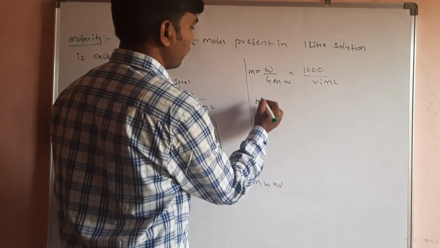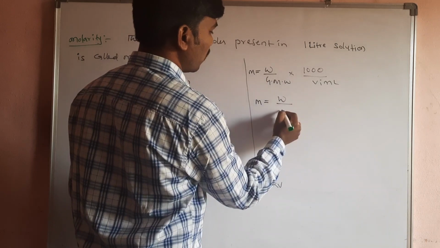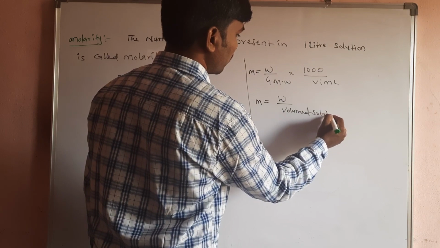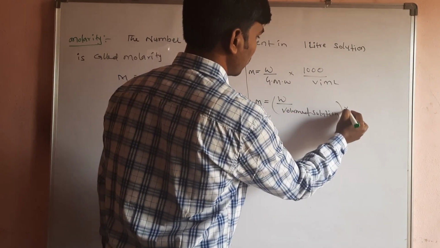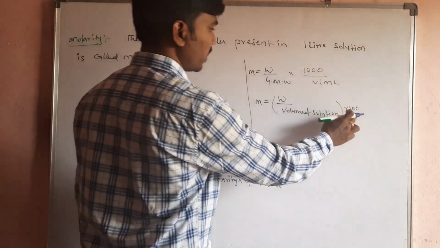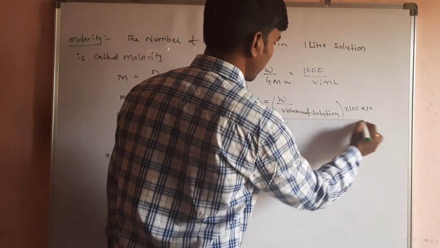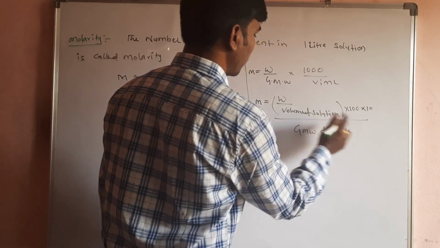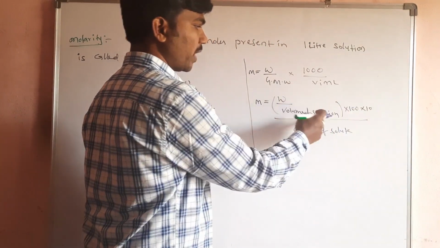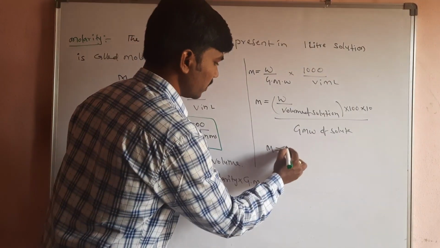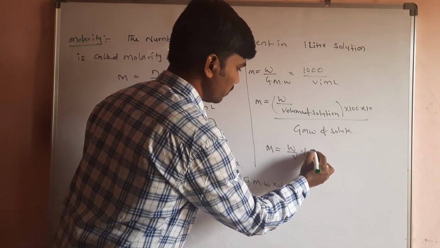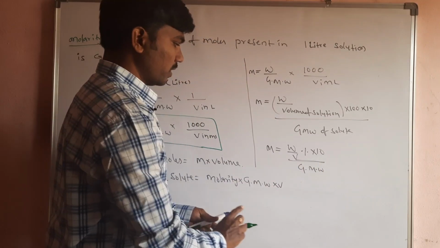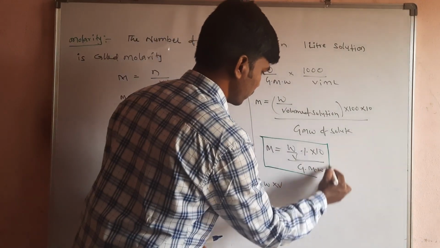Then molarity is equal to weight by volume of solution into 100, where in this 1000 I am writing 100 into 10, then divided by gram molecular weight of the solute, GMW of solute. We know that weight by volume into 100 means weight by volume percentage. Then molarity is equal to weight by volume percentage into 10 upon gram molecular weight of the solute. This is one more formula for molarity.